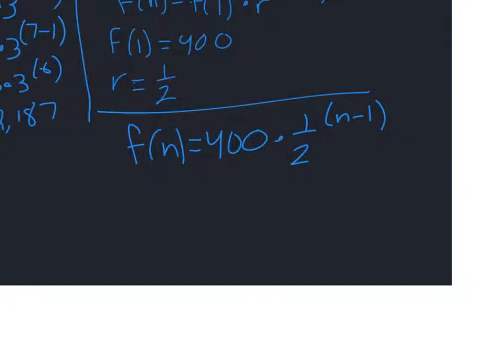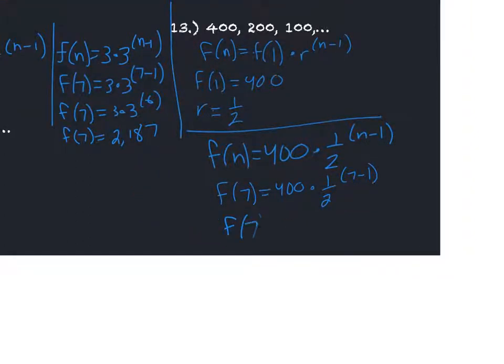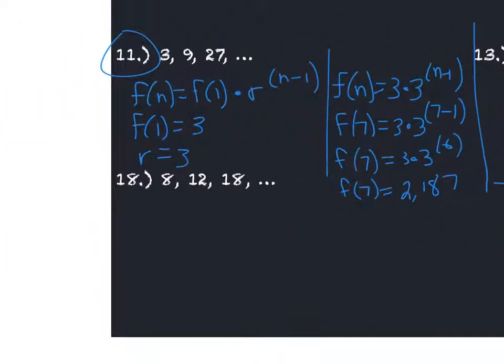Now we are plugging in 7, so f of 7 equals 400 times 1/2 raised to the 7 minus 1 power, raised to the 6th power. You would just put that in your calculator. And if you do that, you would get 6 1/4. And then quickly we'll do one with recursive.